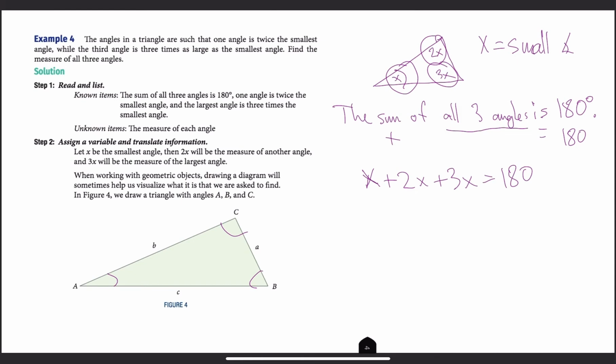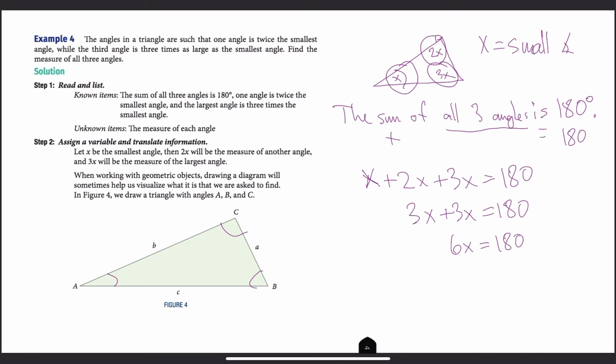So, okay, x plus 2x. Oh, that's x. So if I have 1x and I add 2 more x's, that's a total of 3 x's. Plus 3x equals 180. So I'm not done combining like terms. I've got 3x plus 3x, that's 6x equals 180. Now I've combined all my like terms.